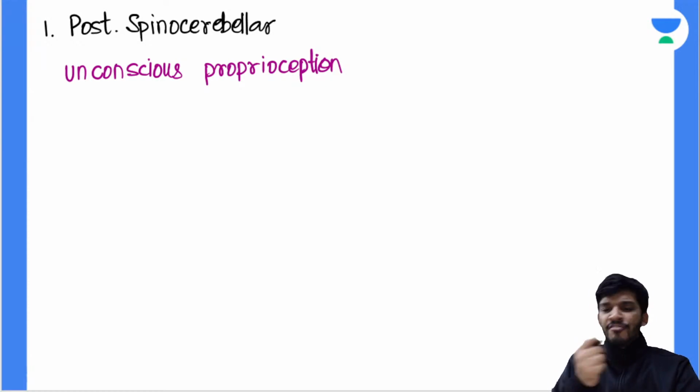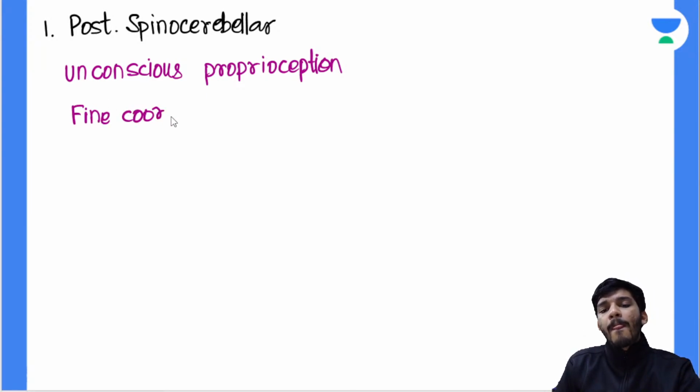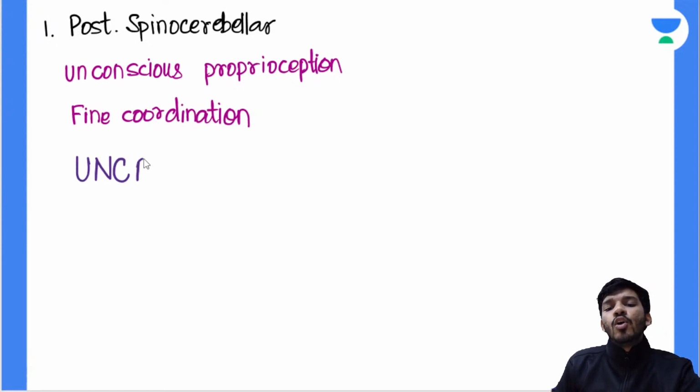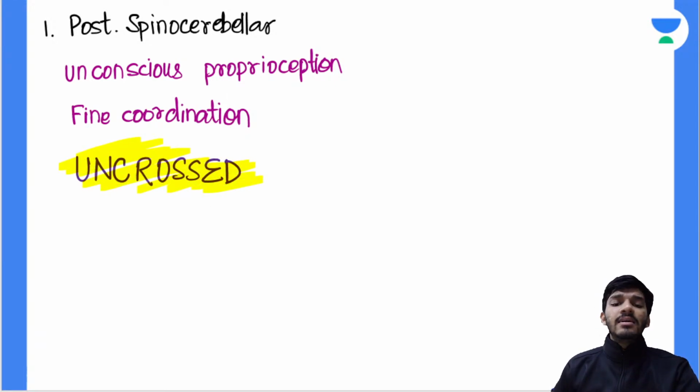And it is important for fine coordination. That is why when you say a person is alcoholic, the function of the cerebellum is lost. In that case, the fine coordination cannot be done for posture and for movement of the lower limb. The important thing is that tracts of the cerebrum are crossed, but the tracts of the cerebellum are uncrossed. They are not decussating. Please make this bold: tracts of the cerebellum are uncrossed. So please remember, the posterior spinocerebellar tract is uncrossed.